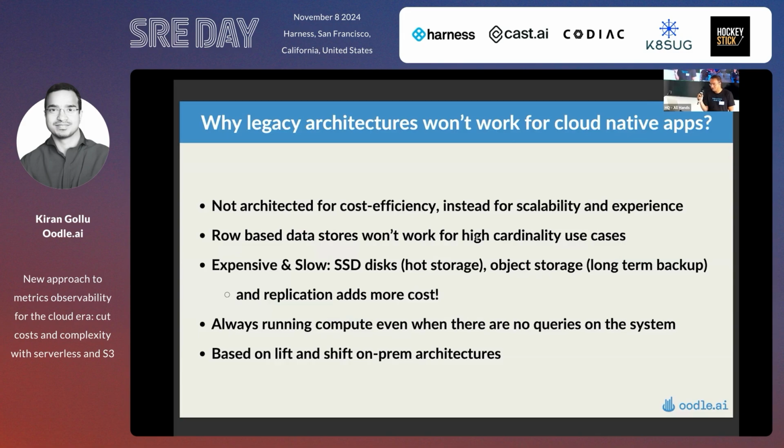There are some studies done, I think, which we'll get to later as well. SSDs with replication can get really expensive, especially the cloud disks, as much as 25 times more than your object storage. And adding replication adds more cost. And the fourth problem that they have is always running compute. Why am I running compute all the time for some data that's barely being queried? Ingestion makes sense, but when I'm firing queries, why is query compute running all the time? And lastly, they're all based on lift and shift on-prem architectures.